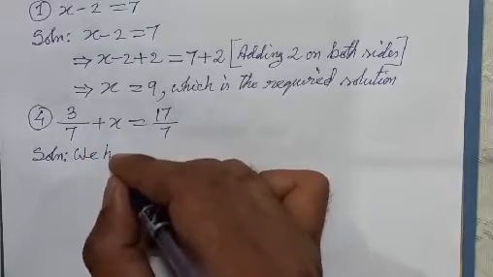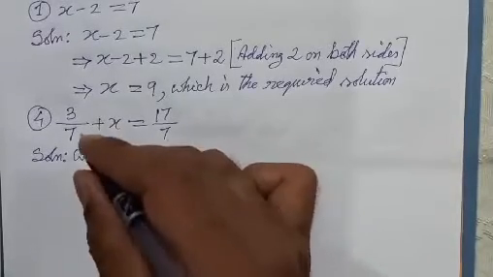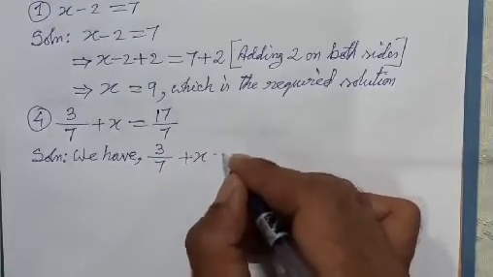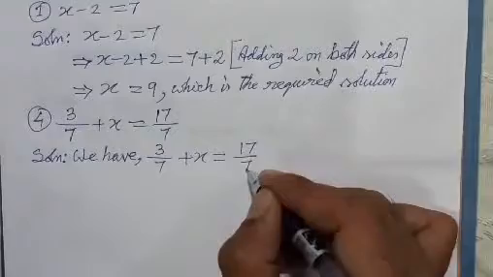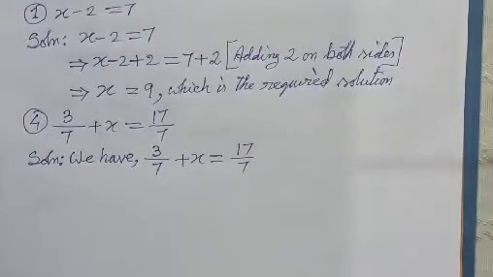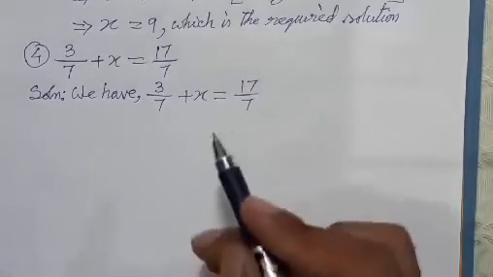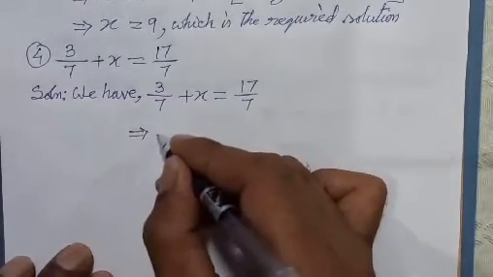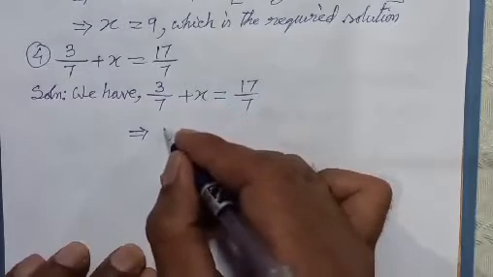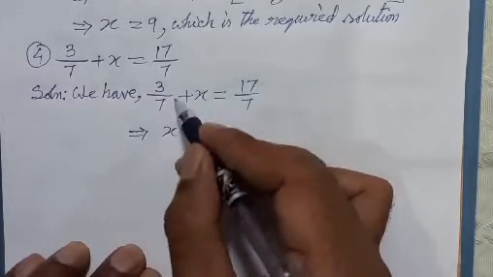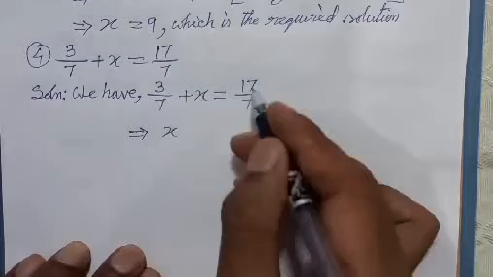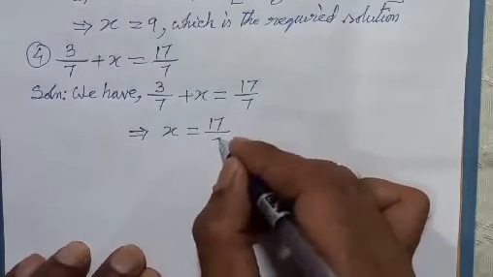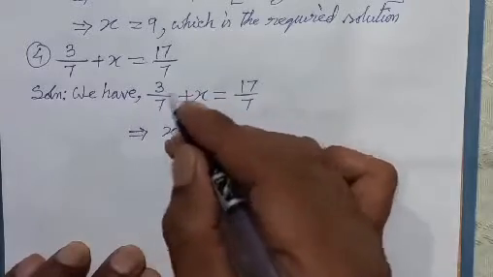We take the given equation 3 by 7 plus x is equal to 17 by 7. Here the variable is x. So in the next steps, keeping this variable on one side, this 3 by 7 is transposed to the other side.